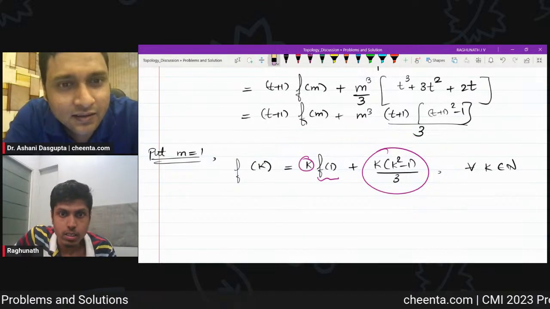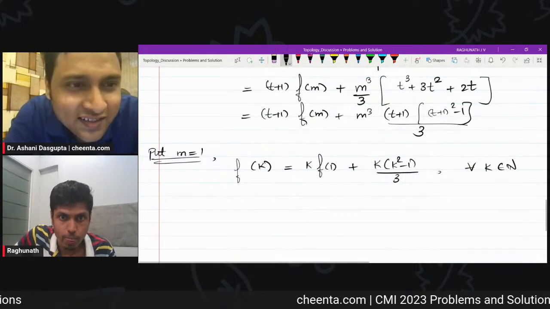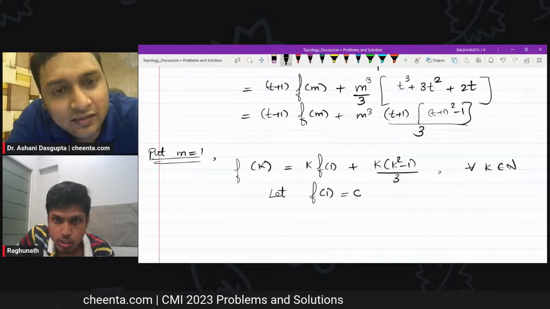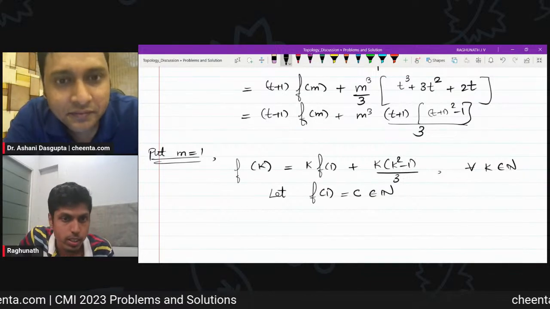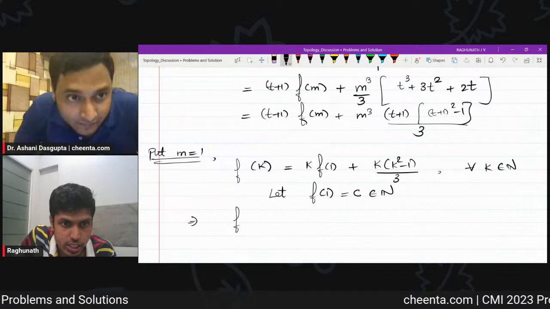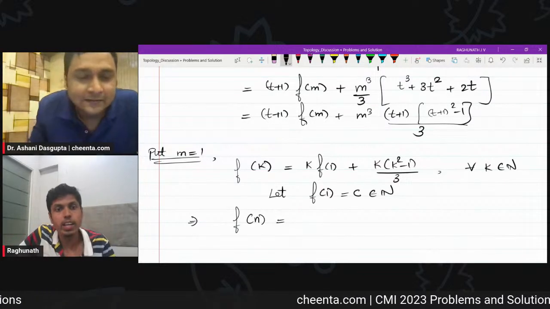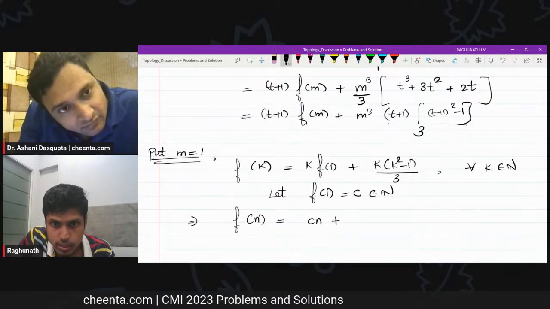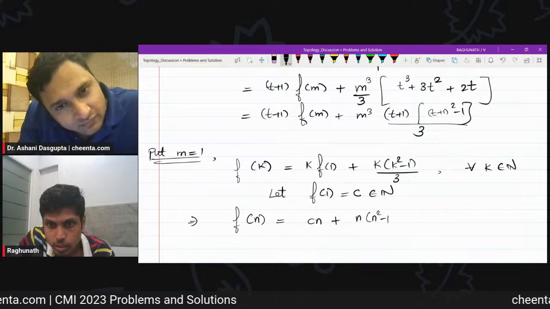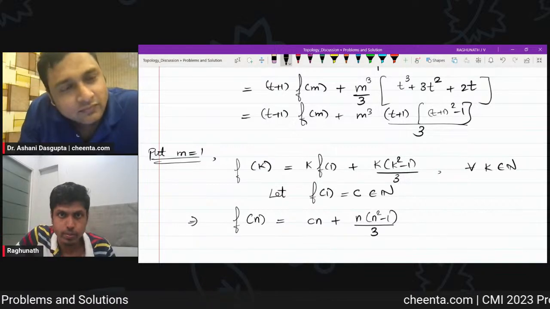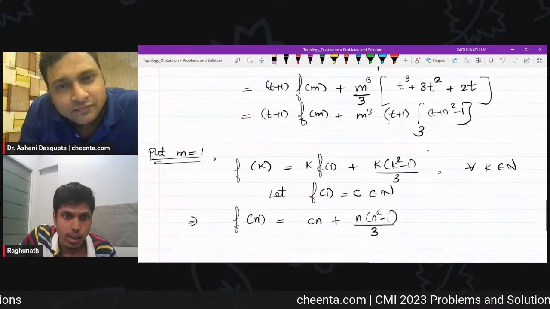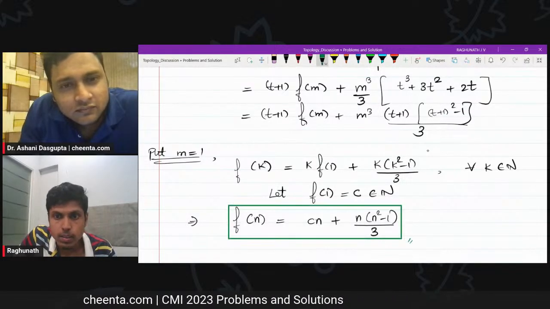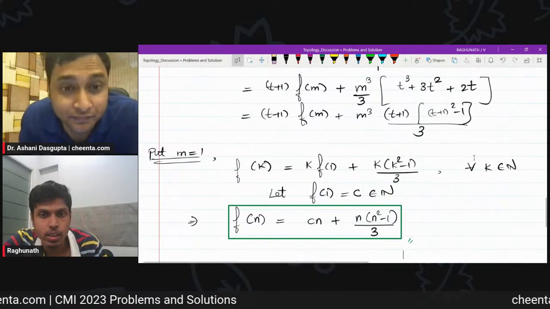So f of 1 is some constant c, for example. Let f of 1 be some constant in natural numbers, c suppose. Then I can generalize this. If you take any f of n, that will be cn plus n into n square minus 1 by 3. This must be true, where this c is like an only condition.